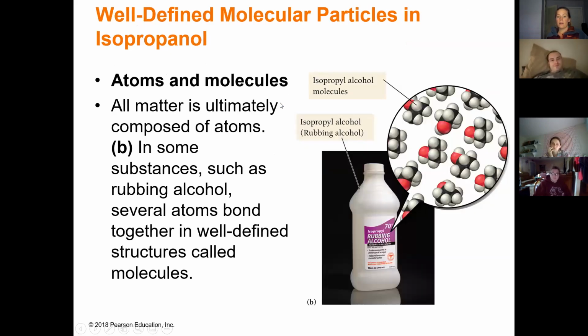Now, when we're dealing with a compound, the simplest identifiable unit is a molecule. So this here is rubbing alcohol or isopropyl alcohol. We have these little isopropyl alcohol molecules. Now, when we have a compound like this, it can be broken down into its simplest form, which is an individual molecule. And then that molecule can actually be broken down into something simpler, the individual atoms that it's composed of. An element can't be broken down into something simpler and identifiable.